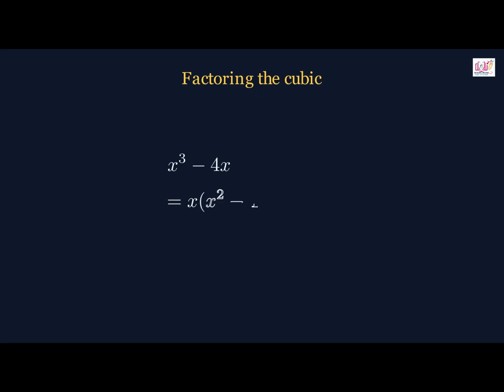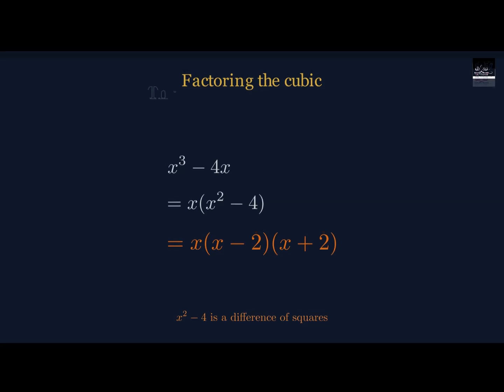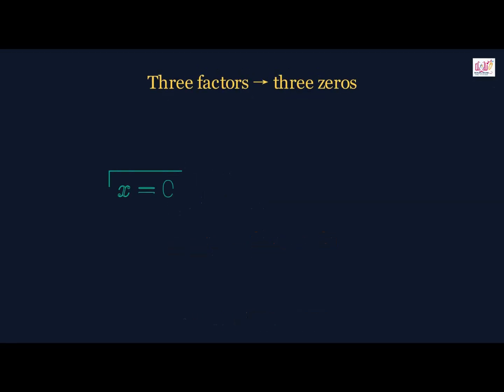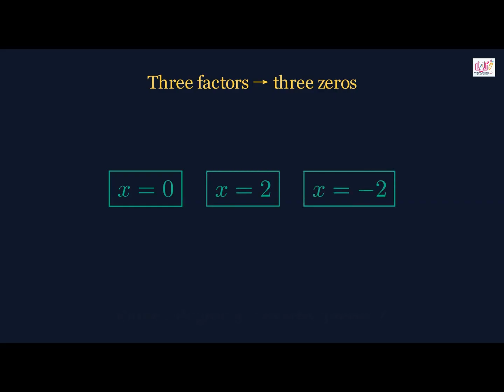To find the zeros, we factor. First, take x as a common factor. X cubed minus 4x equals x times x squared minus 4. And x squared minus 4 is a difference of squares, which factors as x minus 2 times x plus 2. So we have three factors, x, x minus 2, and x plus 2. Setting each equal to 0 gives three zeros, x equals 0, x equals 2, and x equals minus 2.